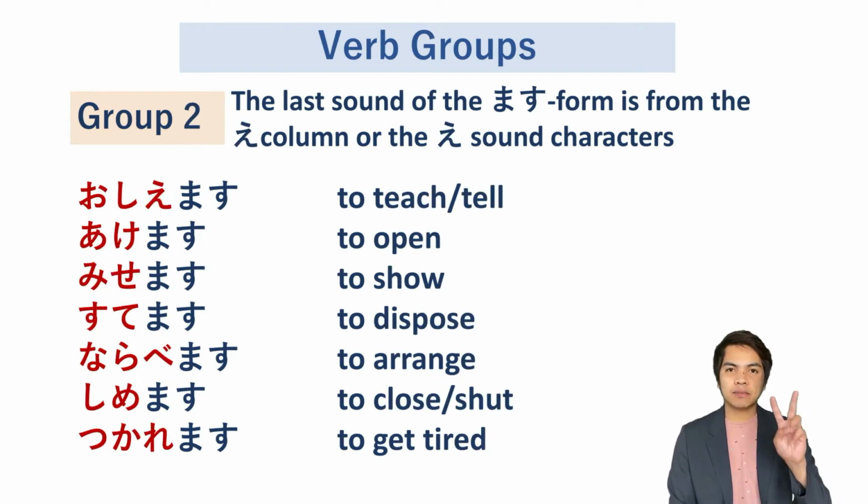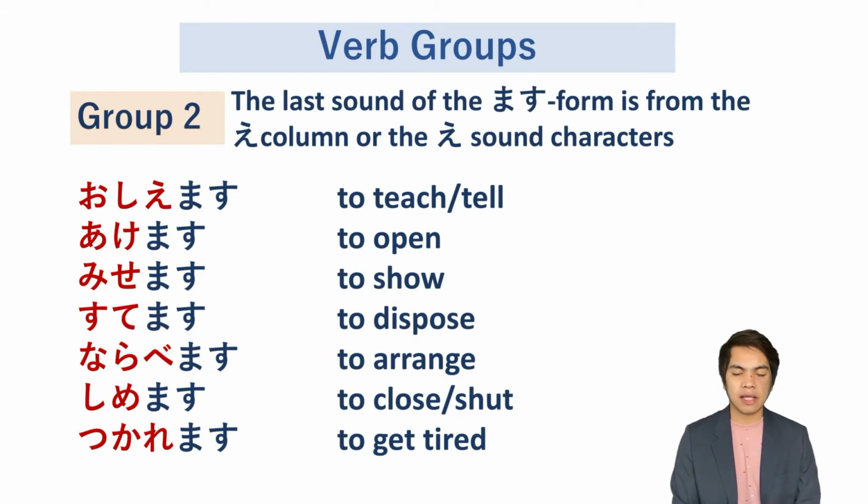Now for the group 2 verbs. For group 2 verbs, the last sound of the masu form is from the E column, or they have E sounds. So for example, the first verb is oshiemasu. If we remove the masu, oshie. So E sound, oshie. Next, akemasu, ake. So all of them have E sound characters when the masu is removed.